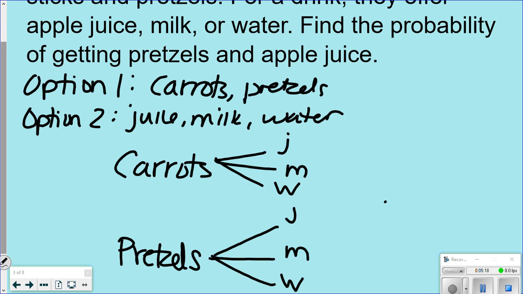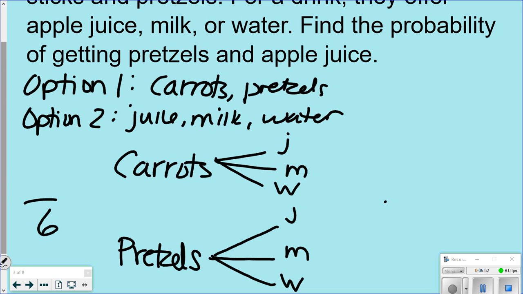Now, how many options are there? 6. Okay, there's 6 possibilities. An easy way to tell is to count the end of your tree. 1, 2, 3, 4, 5, 6. If I would say, what's the probability of them choosing milk? 2 out of 6, a third. Where did you get 2? They could have carrots and milk, and they could have pretzels and milk. There's 2 milks out of the 6. So 2 out of 6, 1/3 chance they're going to choose milk.